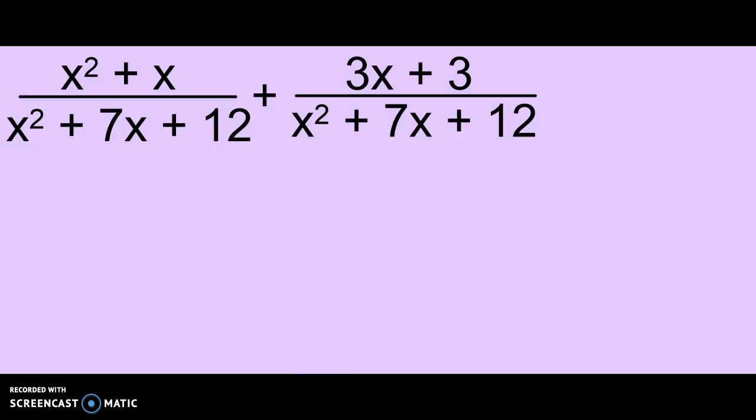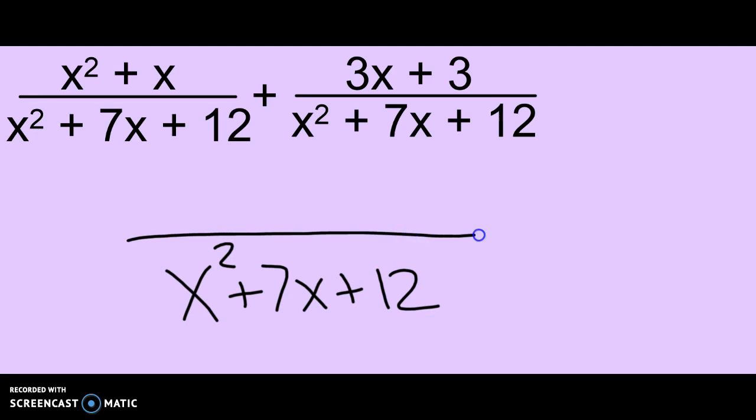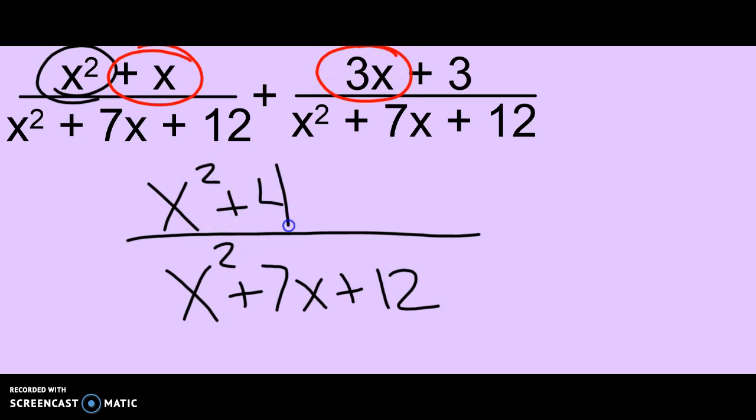All right, in this one they have the same denominator. So technically, you can just add your numerators together first. Let's keep our denominator the same, x squared plus 7x plus 12. And then we're going to combine our like terms. x squared doesn't have anything that goes with it, so x squared stays alone. x and 3x get combined, and we get 4x. And then 3 is all by itself, so we're going to have a 3 here.